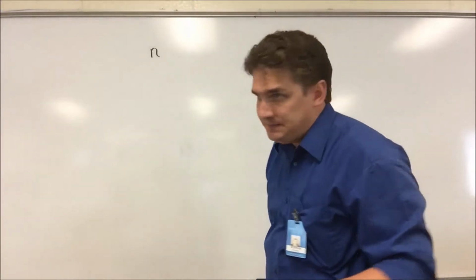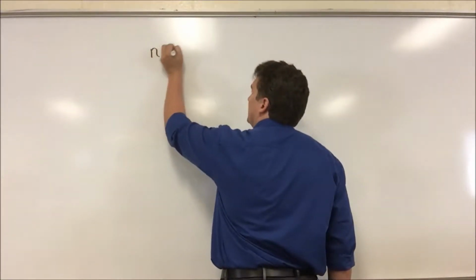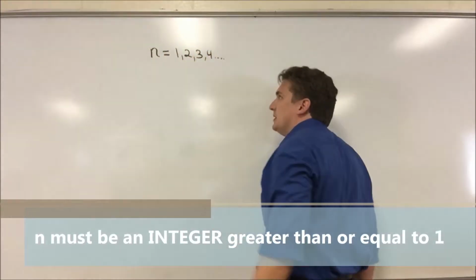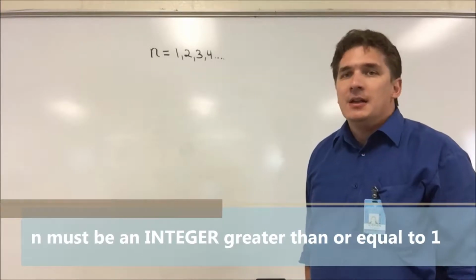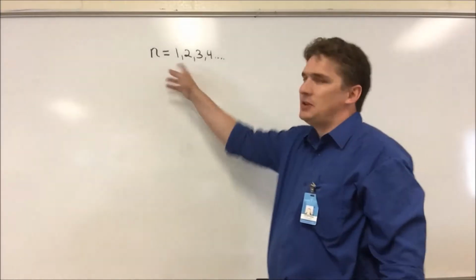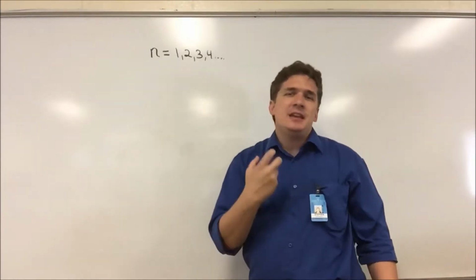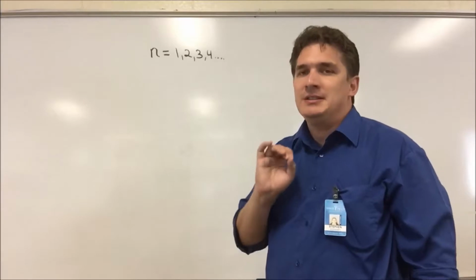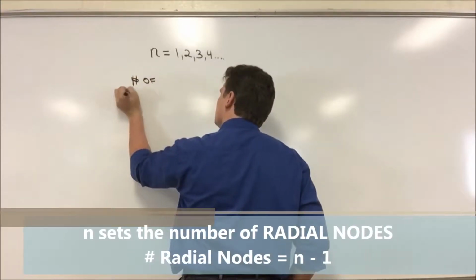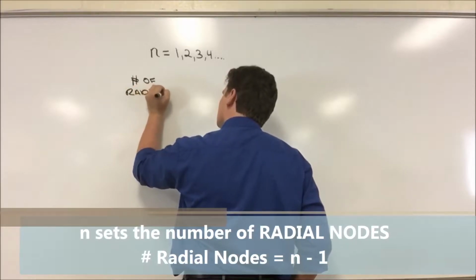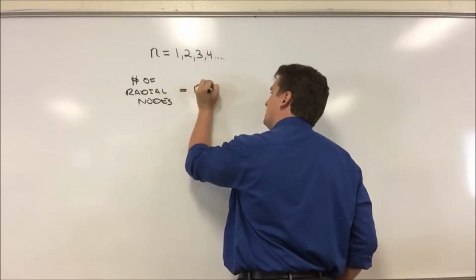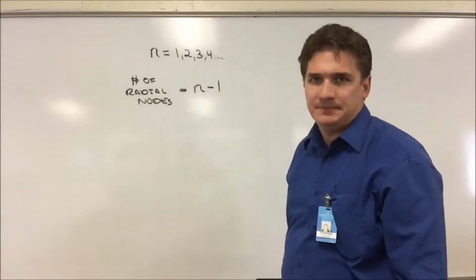So what are the rules for n? Well, n has to be an integer greater than or equal to 1. So you can take in values of 1, 2, 3, 4, and so forth, all the way up to infinity. Typically, though, we don't see n much bigger than 5 or 6. But still, these are our values for n. So the big thing n is going to dictate for us, first of all, is the number of radial nodes. And this is going to be equal to the principal quantum number minus 1.